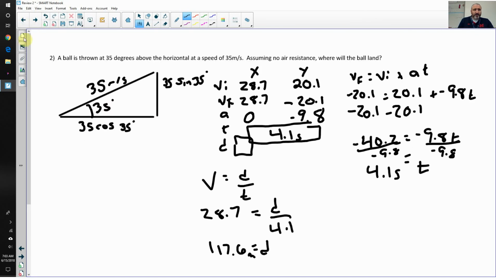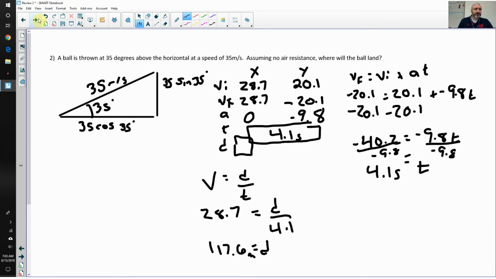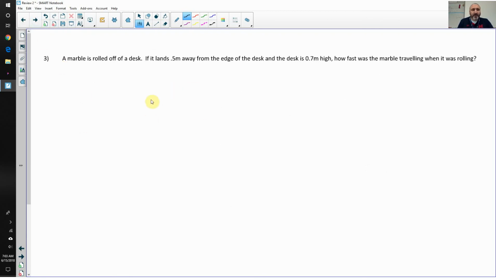So, just to recap, the first one is a cliff problem, the second one is a launch problem, the third one is a lab that we did, where we've got that desk, and here's the desk. So it ends up being a cliff problem, but we're going to figure out some other stuff. We know that it's going to land 0.5 meters away from the bottom of the desk, and the desk is 0.7 meters high, so that's actually all we need to know about this situation to figure out how fast it was going, which is what we're looking for.